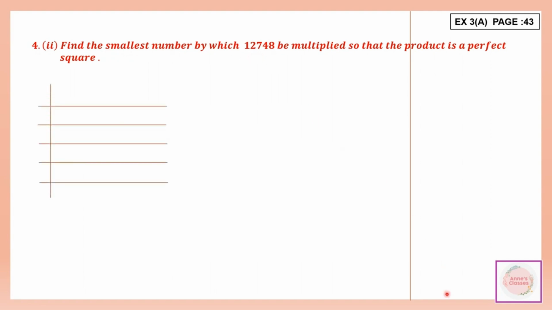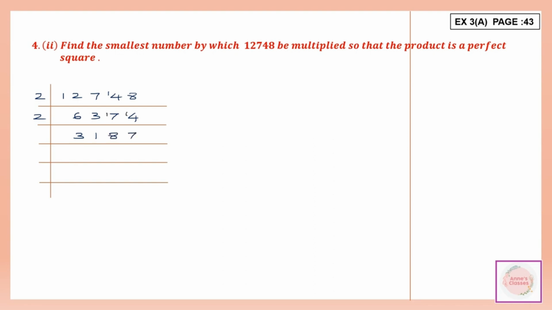So let's write down 12,748. Now again, like I said, since it's an even number, you can divide it by 2. Let's take 12. 2 sixes are 12. Then take 7. 2 threes are 6. There's 1 left. 14. 2 sevens are 14. 2 fours are 8. Again, you can use 2. 2 threes are 6. Then 2 ones are 2. There's 1 left. It's 17. 2 eights are 16. There's 1 left. It's 14. 2 sevens are 14.